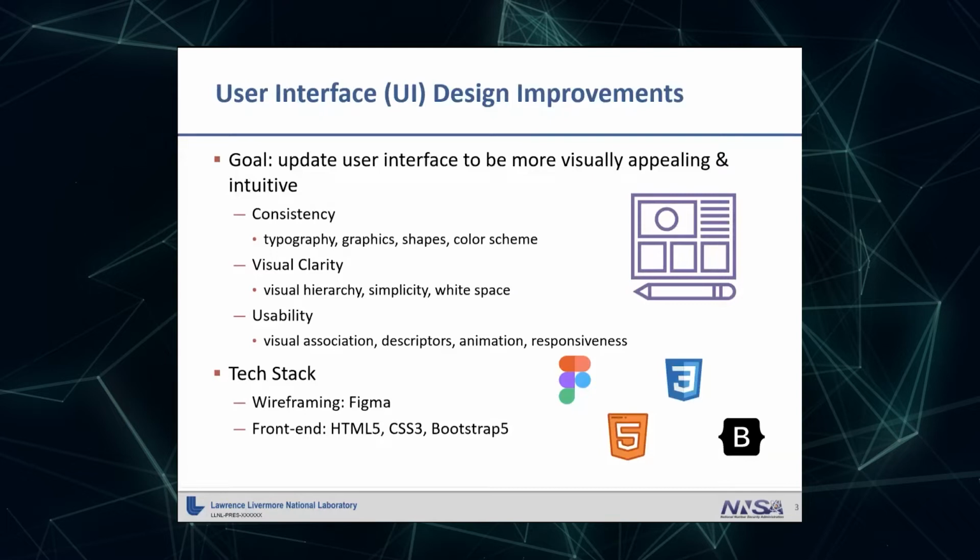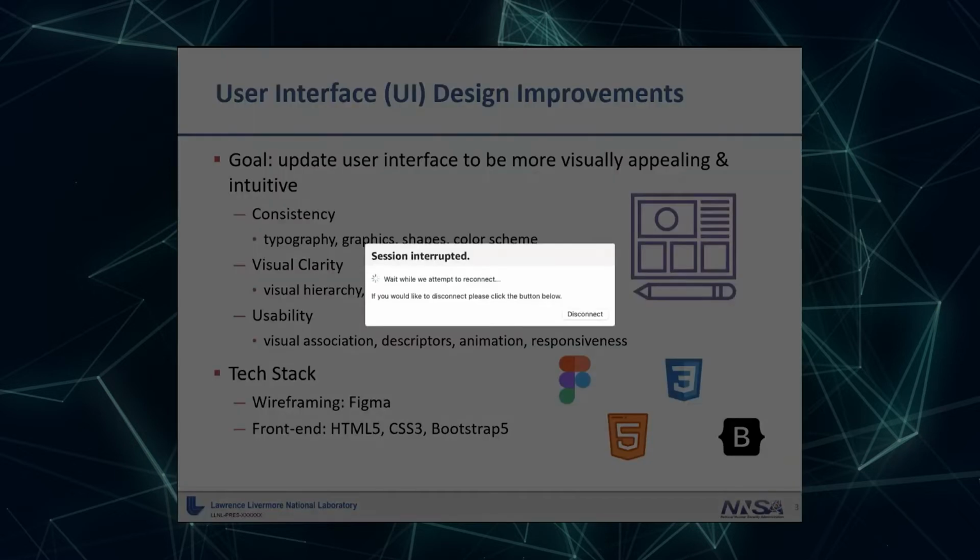Throughout the entire redesign process, there were a few design goals and principles I wanted to keep in mind. The first was consistency in elements like the typography, graphics, shapes, and color scheme. The second was visual clarity by creating a visual hierarchy and keeping simplicity and white space in mind. And the third was improving usability by incorporating more visual association, descriptors, animation, and responsiveness into the application. I'll point out some of these ideas in my design choices on the next slide.